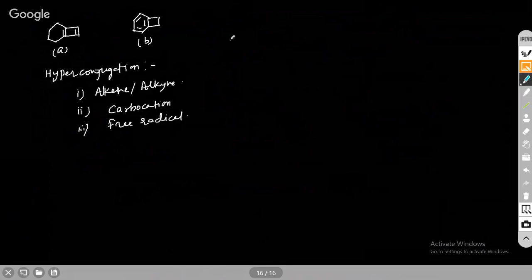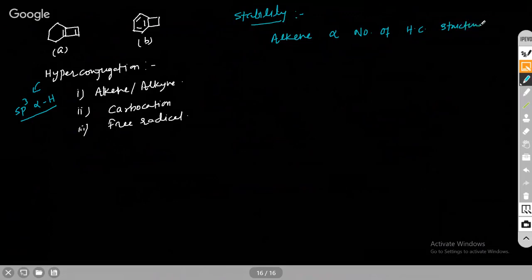Correct? Now, if we talk about the stability of alkene, this we have also discussed, right? And the condition for hyperconjugation is what? We must have sp3 hybridized alpha hydrogen, right? And the stability of alkene is directly proportional to the number of hyperconjugative structures, which is also, we can say, the number of alpha hydrogens which are sp3 hybridized, because this is the condition we have. Okay, more number of alpha hydrogens, more will be the hyperconjugative structures and more will be the stability, right?